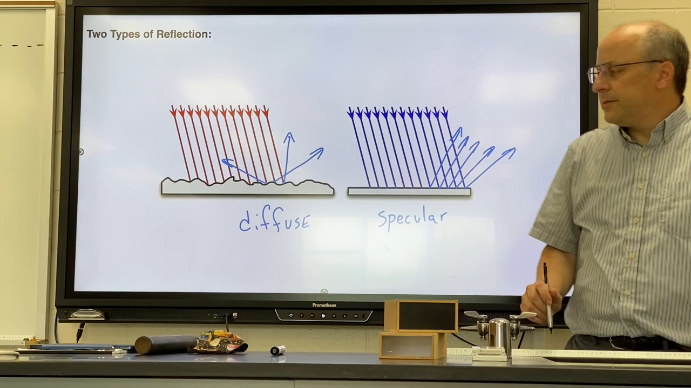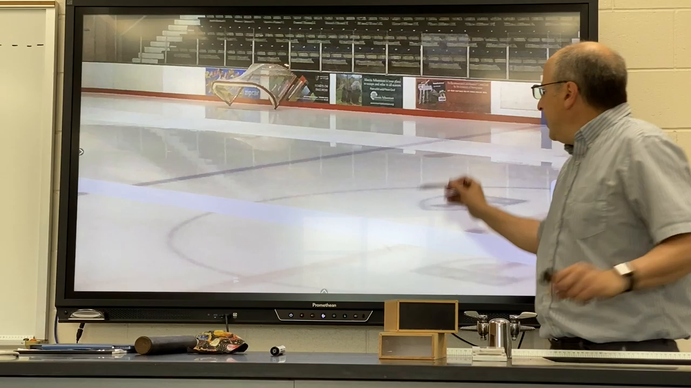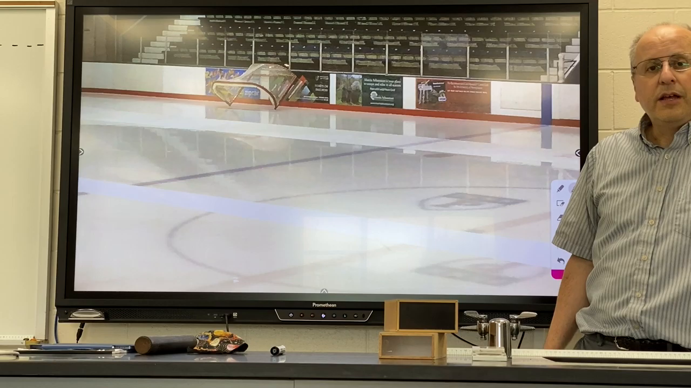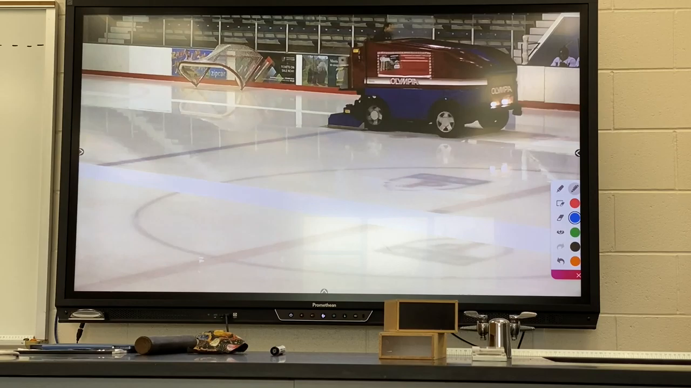A good example of specular versus diffuse would be when the ice is wet, it's a nice, flat, smooth surface, and you will get reflections of the boards that look very much like the boards themselves. The spots on the ice that have not been covered with a small coating of water are going to be all chopped up from people's ice skates, and they are going to produce diffuse reflections. So as the Zamboni passes by, it's going to turn the diffuse reflections into specular reflections.